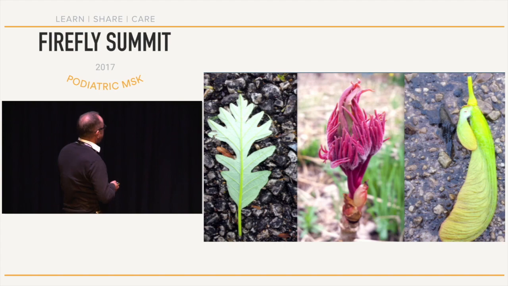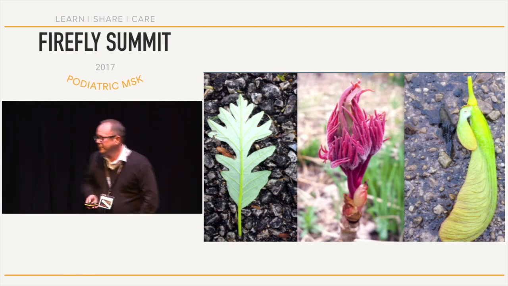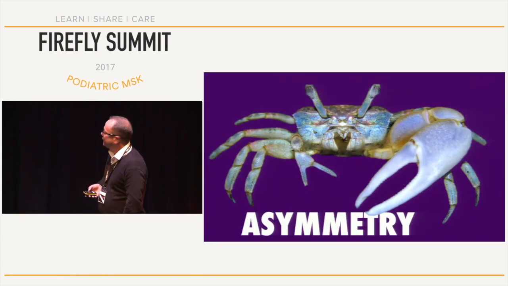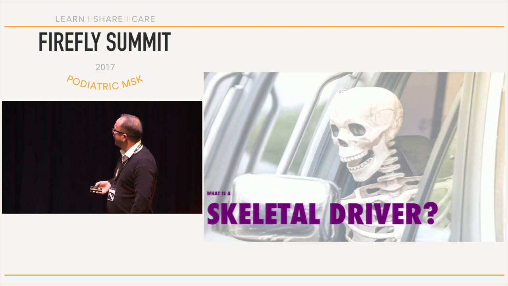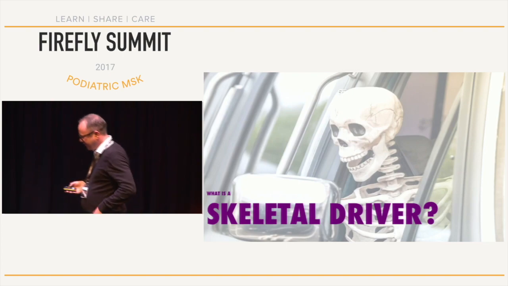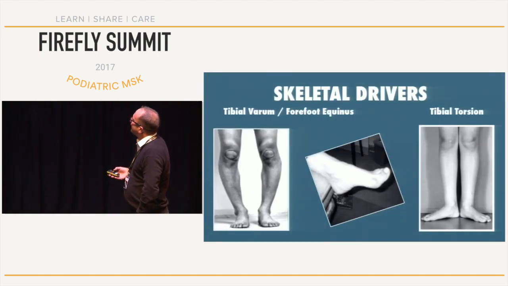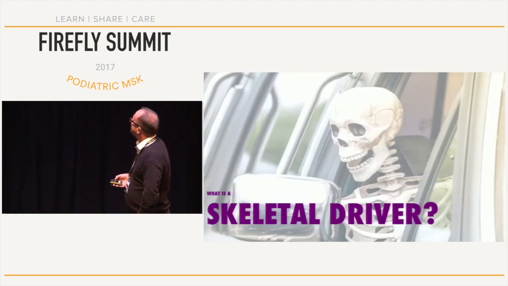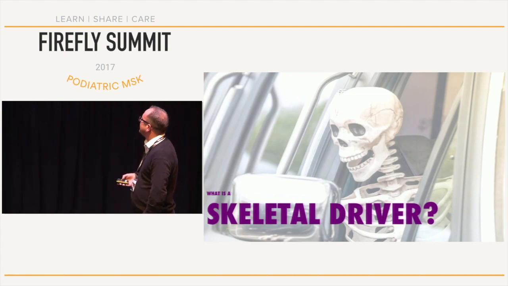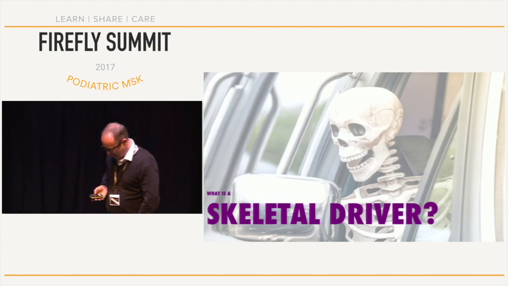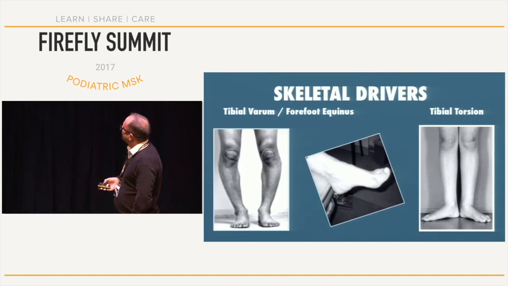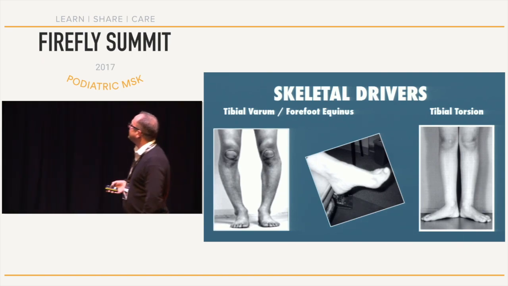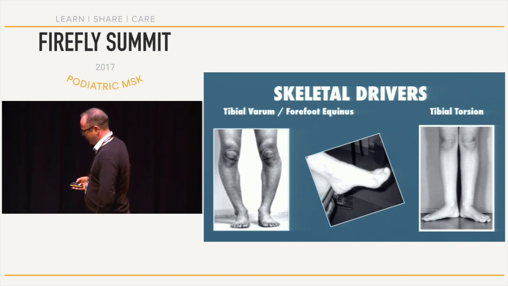So, asymmetry, it's common in nature and normal and evolved in some cases. So, what is a skeletal driver? It's a hard tissue, skeletal, if you like, that influences your foot function in closed chain and kinetic gait. So, here are some examples: tibial varum, forefoot equinus, and tibial torsion.